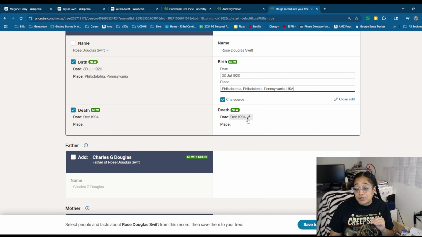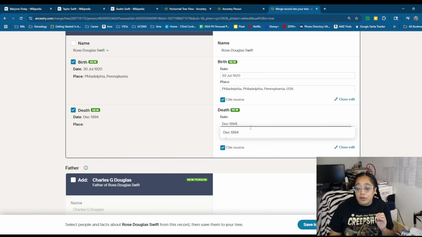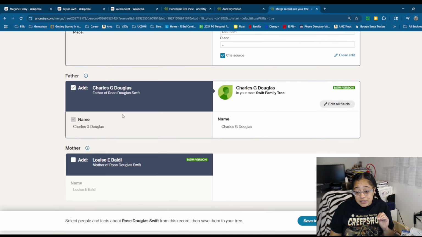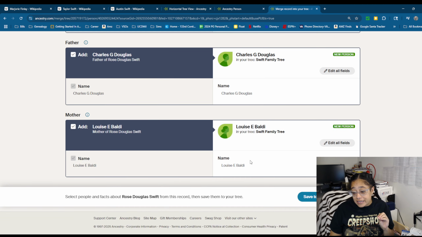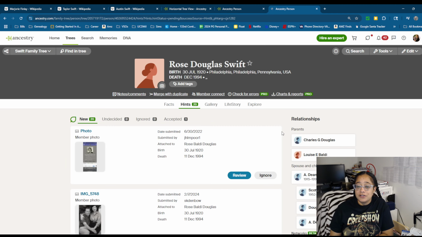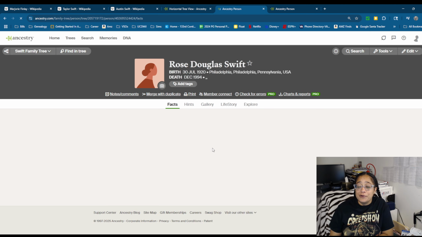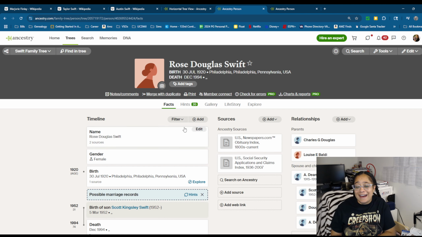Right now in the Social Security Index, all they have is December 1994. They don't have the date. Click the pencil, and we're going to do the placeholder on the place. Charles G. Douglas is the father, and Louise E. Baldy is the mother, and we are going to save to tree. Okay, so now we have this information for Rose, which is clearly there. So exciting. I love to see it.